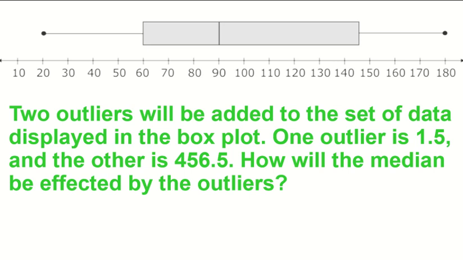All right, so sometimes Math 1 asks you some stuff that sounds kind of weird or sounds a little different. So we got this one here. It says 2 outliers will be added to the data set displayed out on the box plot. One outlier is 1.5, the other is 456.5. How will the median be affected by the outlier? Anybody got a guess on that? It'll go up, you think? Anyone else got a guess? It won't move. Yeah, it's not moving at all.